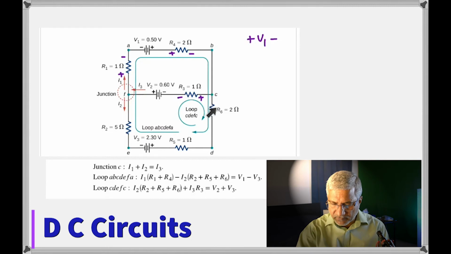What's the current here? The current in this mesh, it's I2. Be careful. Because you see the I2. Okay. And this end is what? Is negative. This end is positive. So now we're going plus I2 R6. Here, plus I2 R5. Here, plus I2 R2. So you heard me give 3 terms with I2.